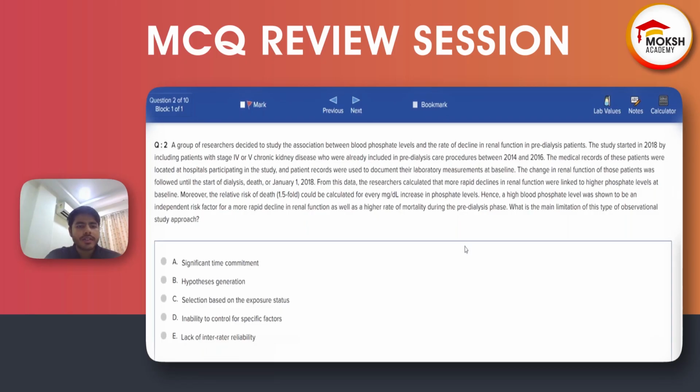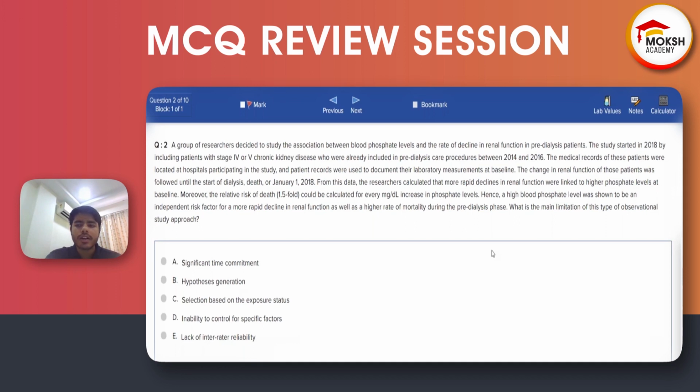A group of researchers decided to study the association between blood phosphate levels and the rate of decline in renal function in pre-dialysis patients. The study started in 2018 by including patients with stage 4 or 5 chronic kidney disease who were already included in pre-dialysis care procedures between 2014 and 2016.